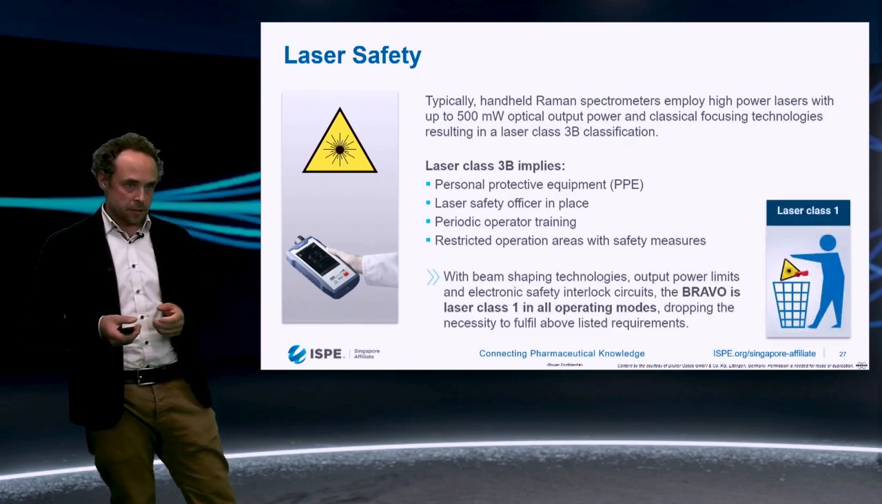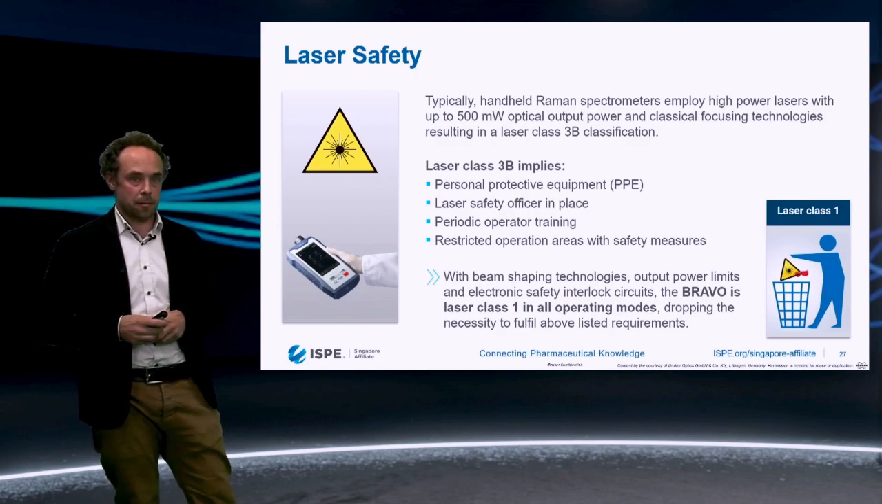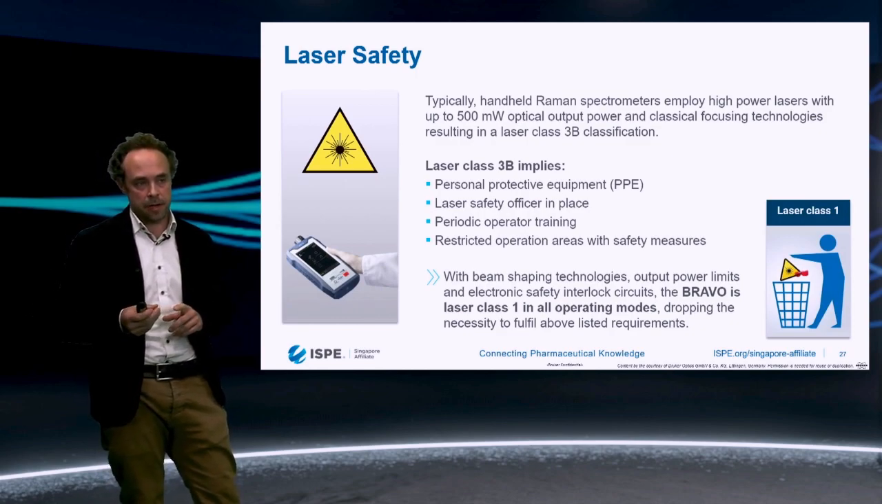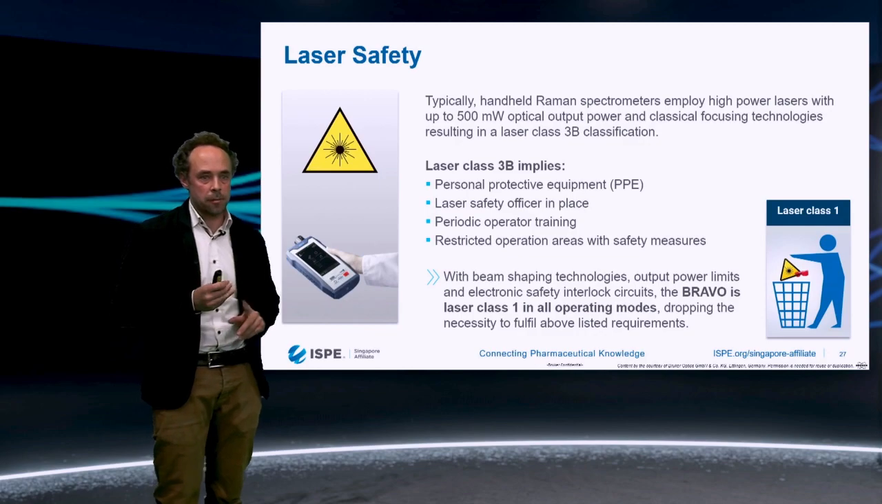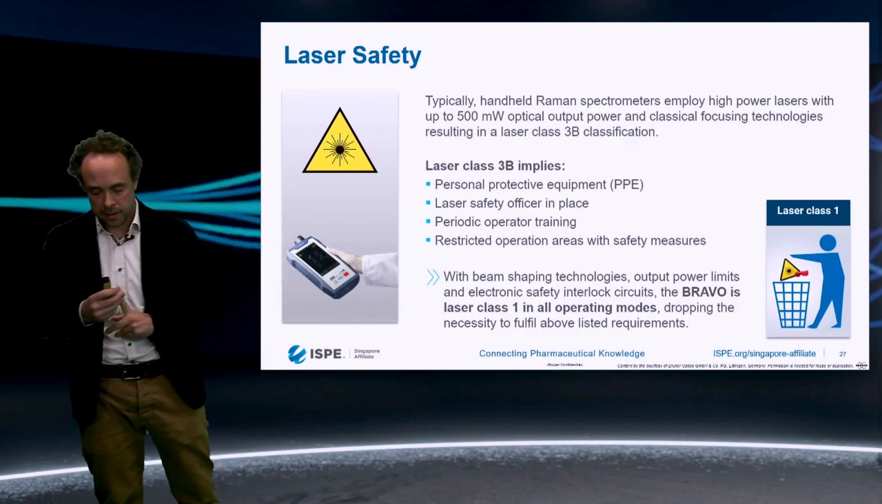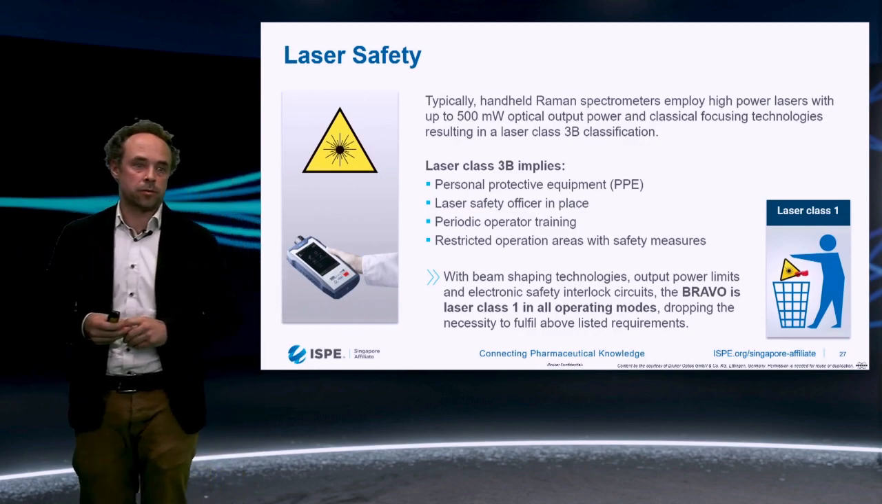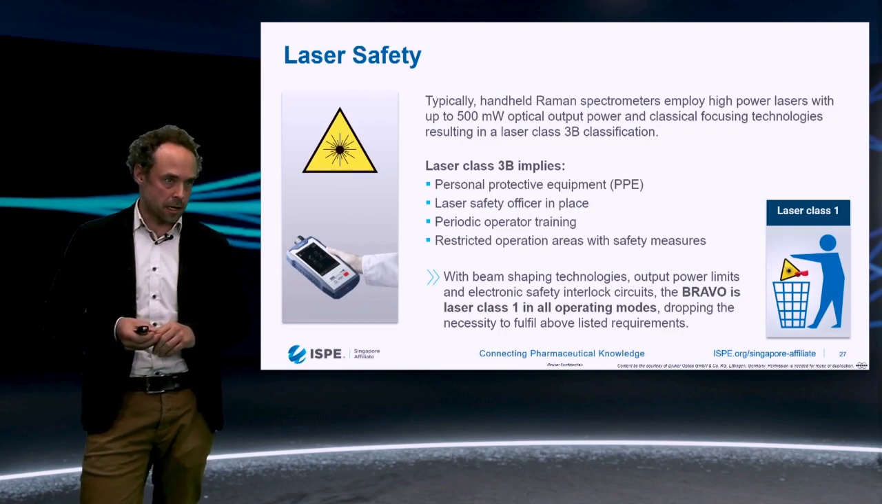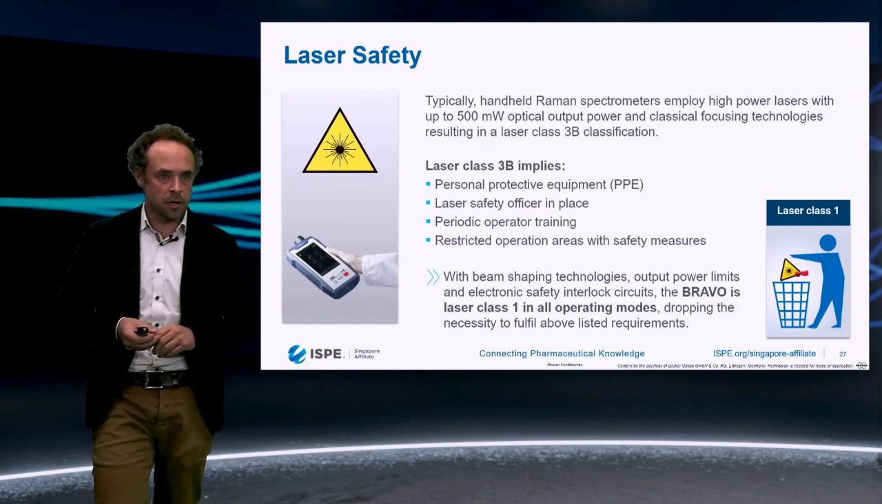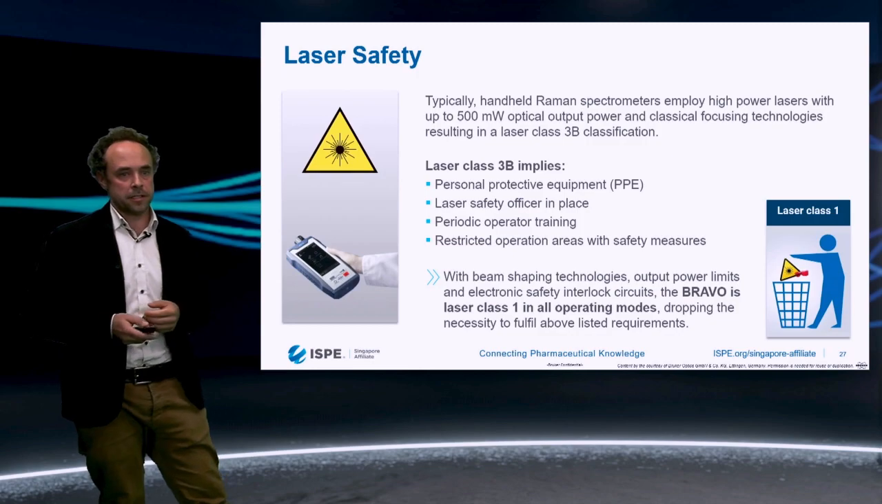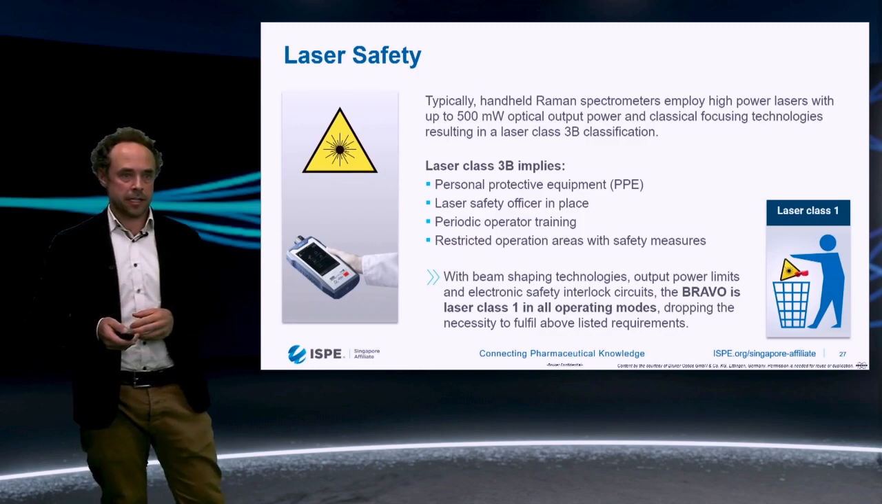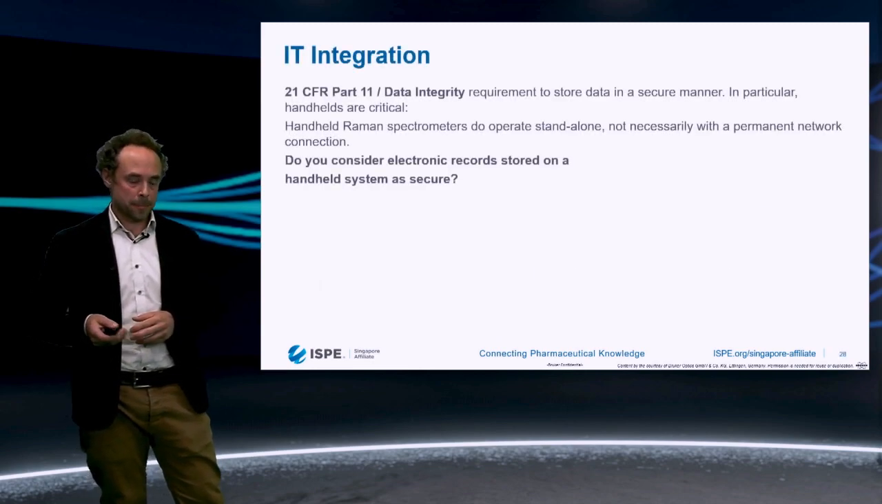So with the handheld Raman spectrometer Bravo, we use some beam shaping technologies. We have, of course, output power limits, electronic safety interlock circuits, so that at the end we could certify our instrument as laser class 1 in all operating modes, dropping all above listed requirements for laser safety.